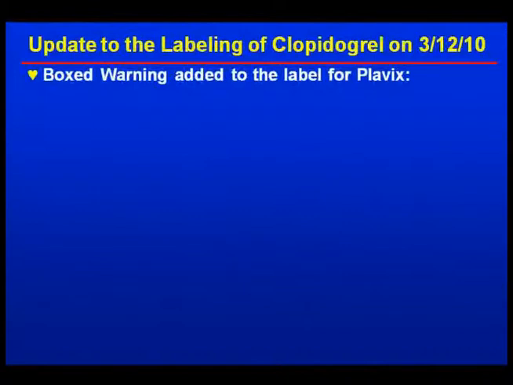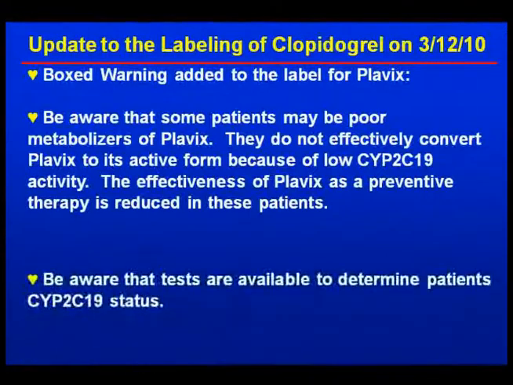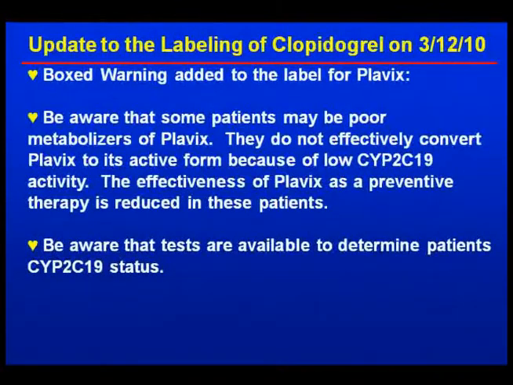So it's about as up-to-date as I can get on this. On March 12th, the FDA mandated a boxed warning added to the label for Plavix. It's extensive, but it says, be aware that some patients may be poor metabolizers of Plavix. They do not effectively convert Plavix to its active form because of this mutant allele, and therefore the effectiveness of Plavix is reduced. It says, be aware that these tests are available to determine a patient's carrier status.